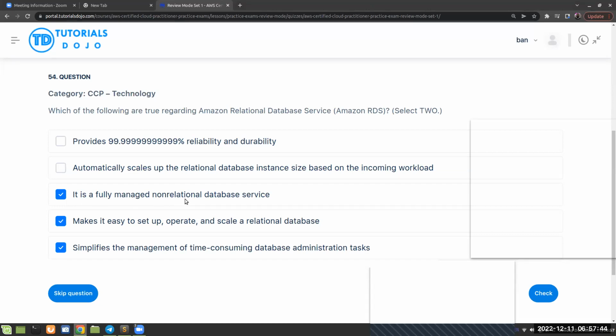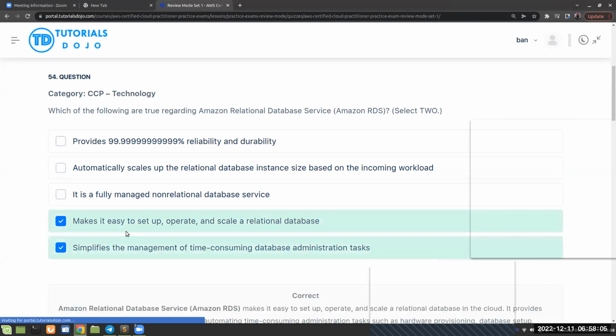This is a fully managed non-relational database. Yeah, I know, right? It's tricking your mind. That's why it's good to always look at the question again. True regarding Amazon Relational Database Service. So let's check and see. So it's the last two.